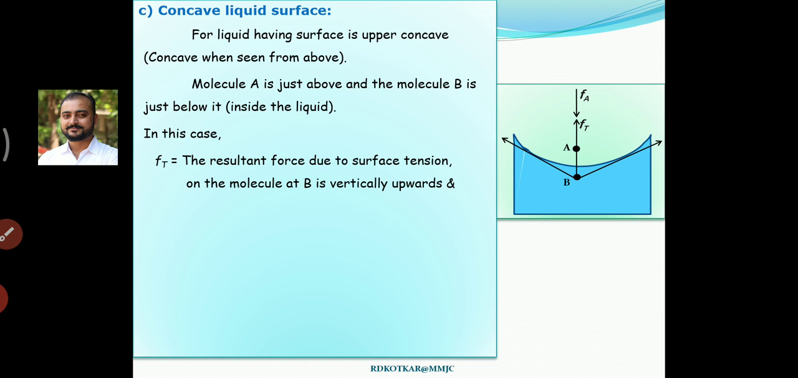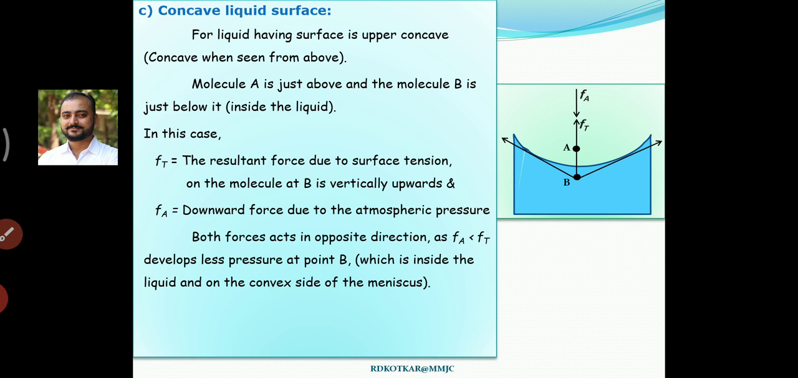Again in this case, let Ft be the resultant force due to the surface tension on the molecule at B. Okay, at point B the force due to the surface tension is acting vertically upward, and Fa is the downward force due to the atmospheric pressure. As you observe, Ft is acting vertically upward and Fa is acting vertically downward.